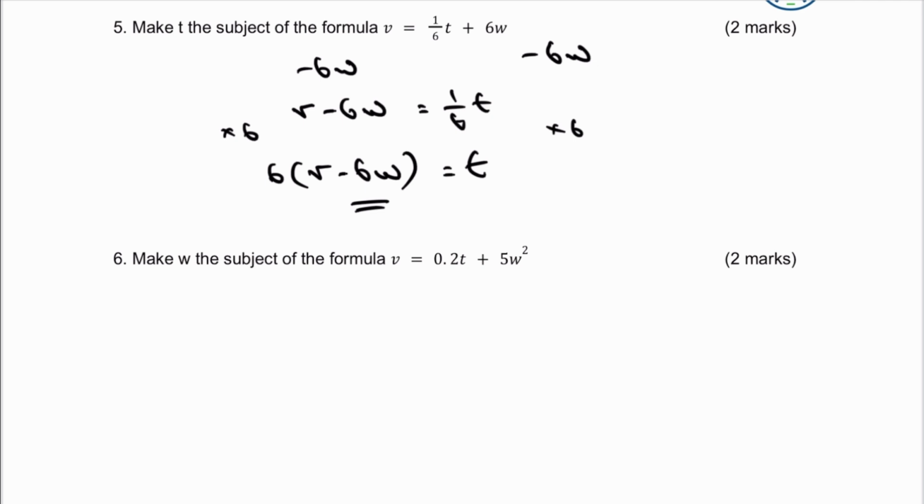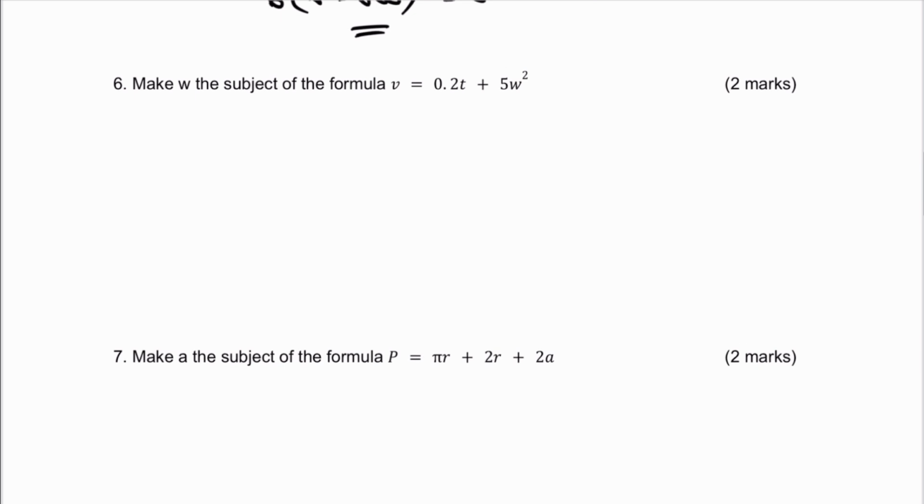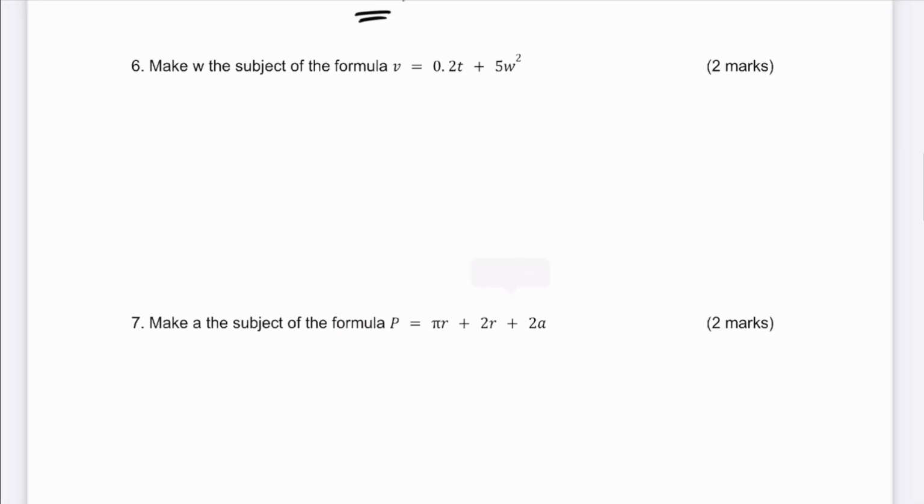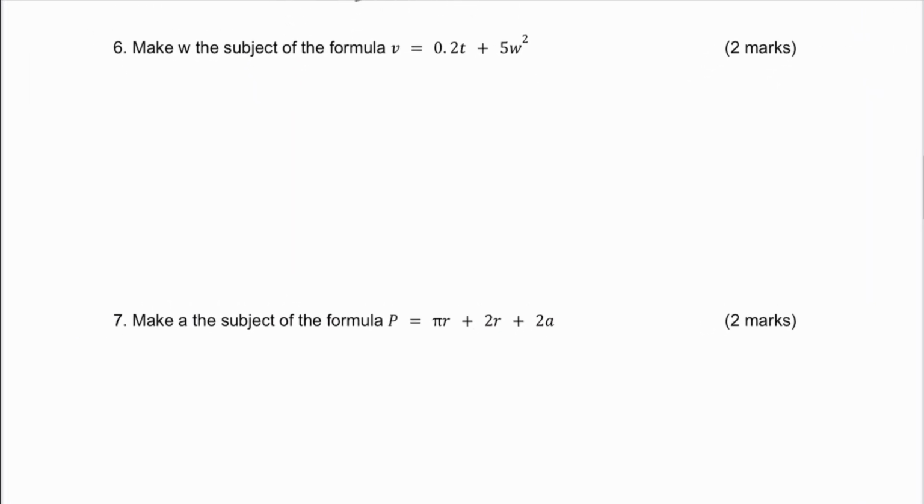Now, a bit of an awkward one, this one. They are starting to get a little bit more challenging, but in this particular case we want w as the subject of the formula. So the first thing I'm going to do is minus 0.2t from both sides. If I minus 0.2t from both sides, I'm going to get v minus 0.2t equals 5w squared.